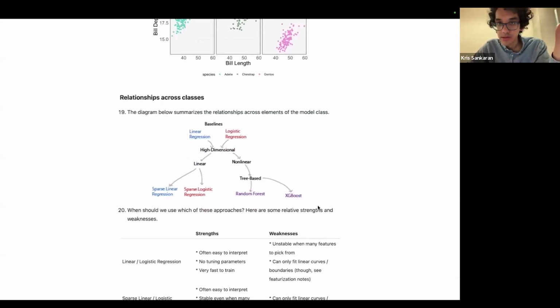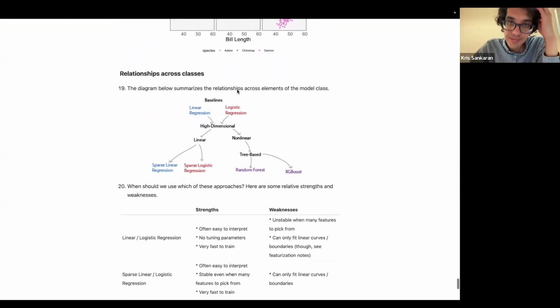So, a bunch of models. Conceptually, how do I just navigate them? This is kind of the diagram I keep in my mind. If you don't have very many features, you are fine just using linear or logistic regression. You don't need to worry about setting some of the coefficients to 0 if you don't have that many features.